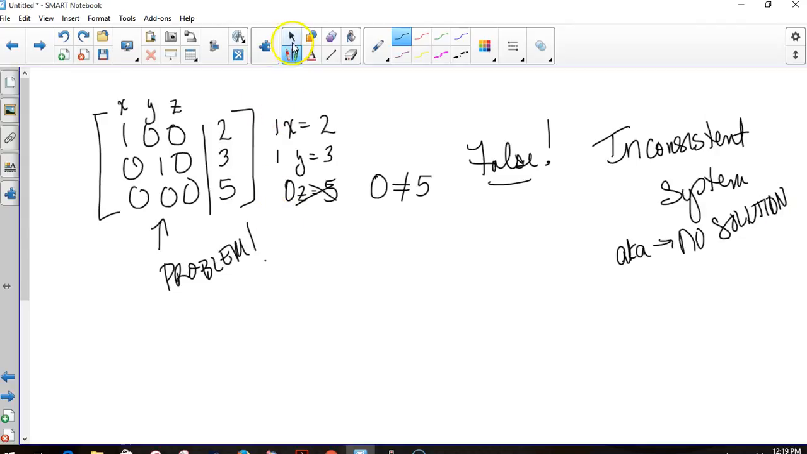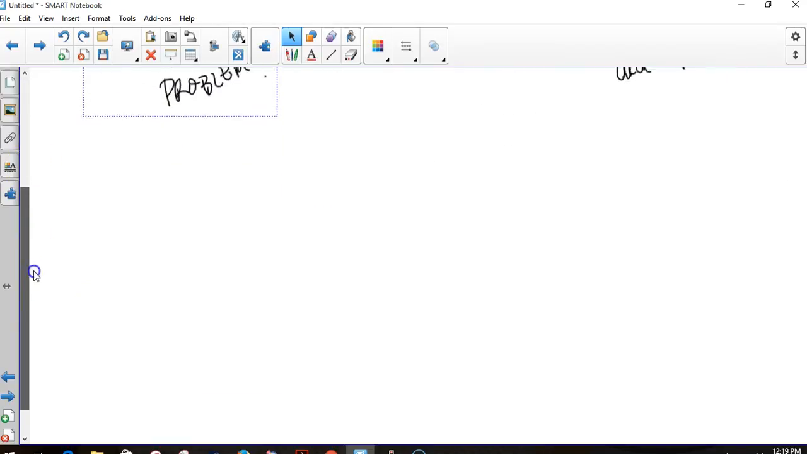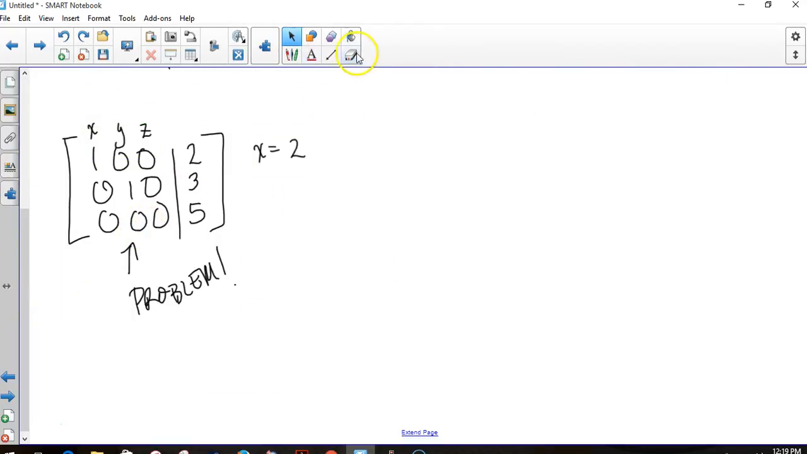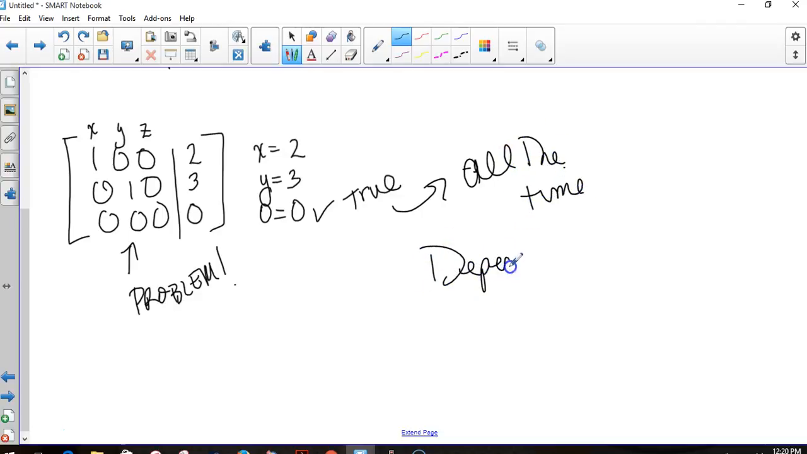Now, if you have something that looks like this, but instead of having a number in here, you have one more 0 that says 1x is equal to 2, 1y is equal to 3, and 0 is equal to 0. Well, that's true. But that just means any number you pick is going to work. And so even though this is a true statement, it's true all the time for everything. And so this is a dependent system, or an infinite number of solutions.